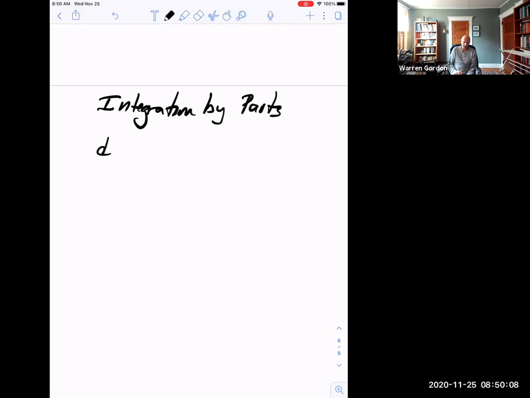Now, we all remember the product rule. The product rule says the derivative of a product is the first times the derivative of the second plus the second times the derivative of the first. Okay, now let's reverse this.